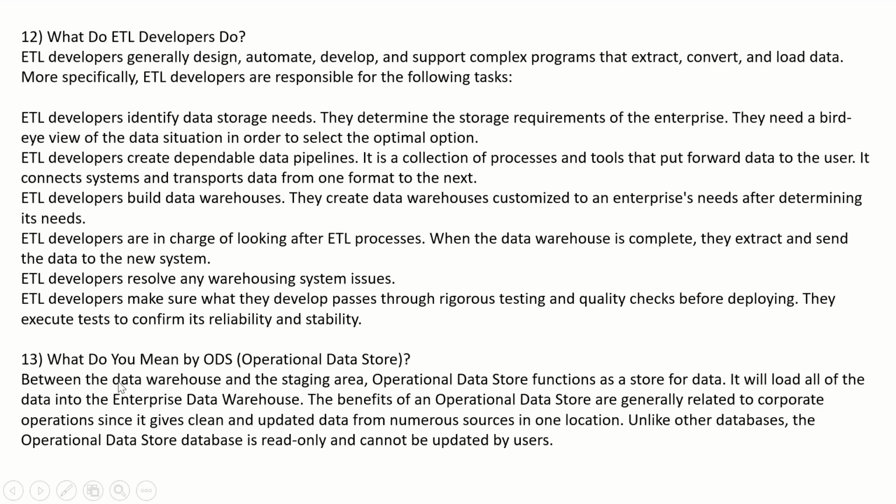So, 13th question is, what do you mean by ODS, Operational Data Store? Between the data warehouse and the staging area, the operational data store functions as a store for data. It will load all the data into the enterprise data warehouse. The benefits of an operational data store are generally related to corporate operations, since it gives clean and updated data from numerous sources in one location. Unlike other databases, the operational data store database is read-only and cannot be updated by users.